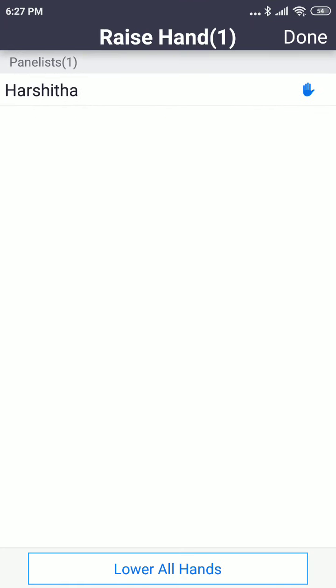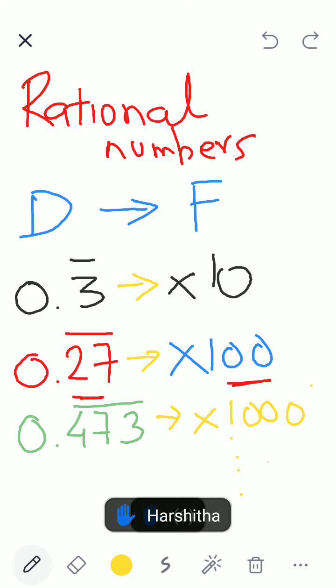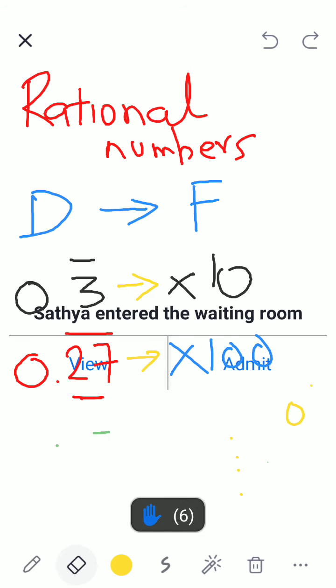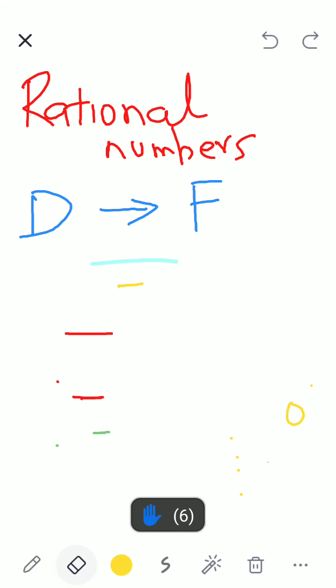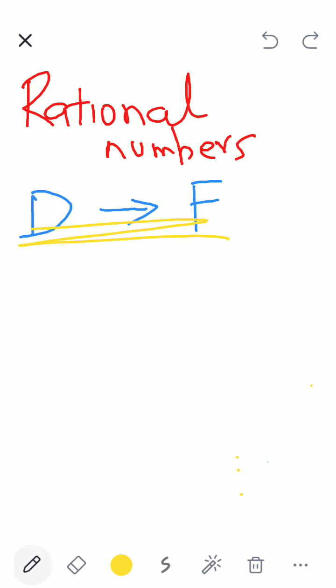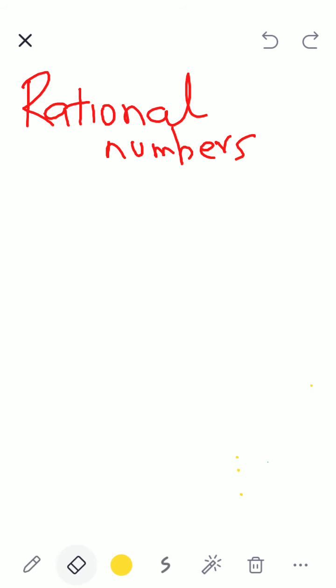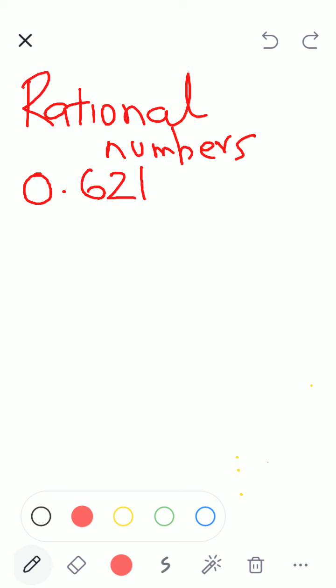Okay, so let us start. Please lower your hands, children. Anybody has doubt? Let us do one quickly for revision. Let us do a three-digit decimal number recurring. Who can give me the example from yesterday's worksheet? Yeah, please. 0.621. Okay, very good. So this is in decimal form. We want to convert it into fraction form.